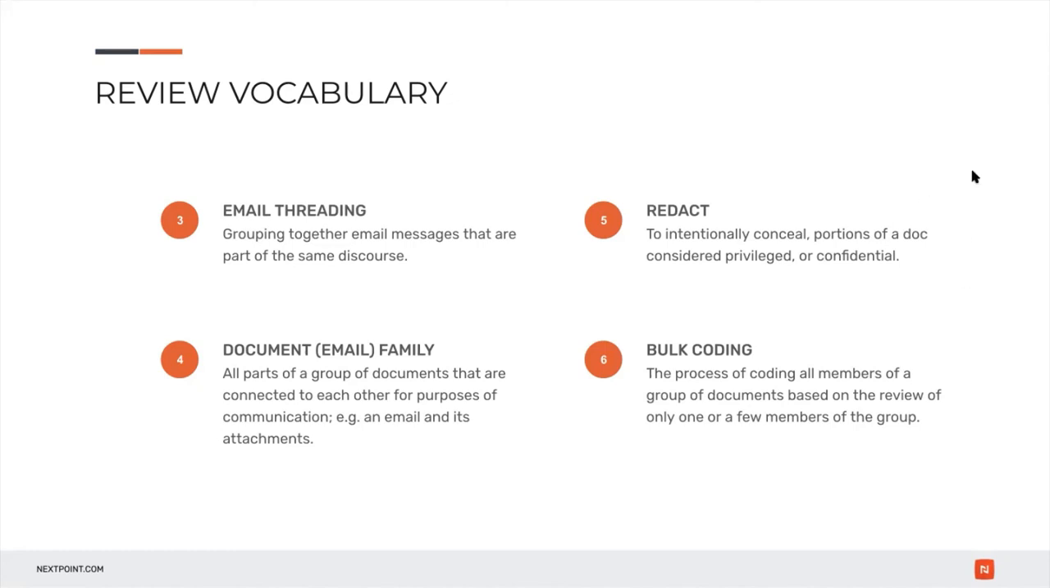And then bulk coding is the process of coding all members of a group of documents based on the review of only one or a few members of the group. Essentially, instead of reviewing things one by one, you're going to be able to select a subset of documents or a group of documents, and you can code them all at once. You can move them places. You can do a lot of things to a group of documents at once, as opposed to just doing it one at a time, if you choose to do so.